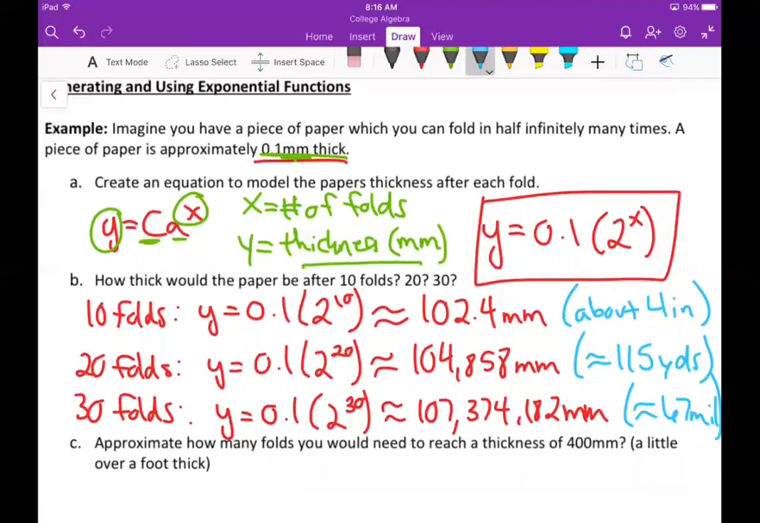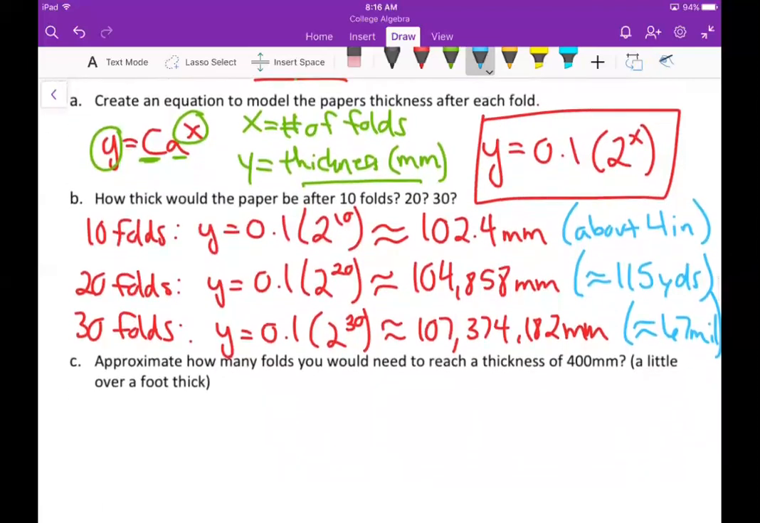All right, so let's do this the other way around. So it's pretty easy to plug this into your calculator. Hopefully you're using that exponent key to plug those in. But if we turn this around, it's a little bit harder to solve the problem. So if we want to instead approximate how many folds, remember the number of folds is y. So now we're trying to, oh, sorry, no, I just said that backwards. The number of folds is x. So we want to know x when the thickness y is 400 millimeters, a little over a foot thick.